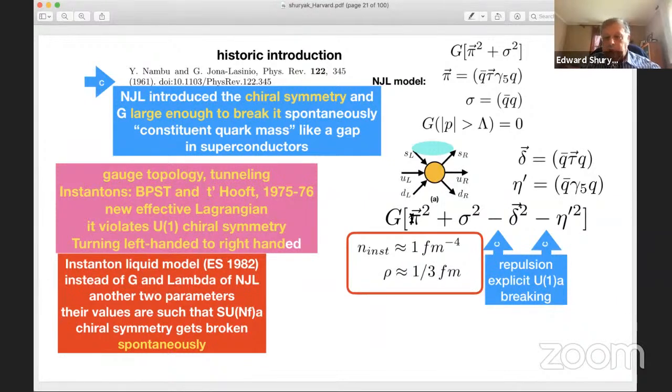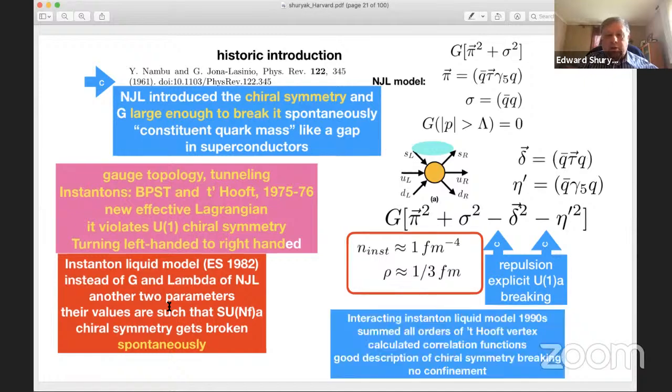Well, this guy is practically massless. So here is a repulsion, here is attraction. Repulsion makes this particle heavy, attraction breaks the vacuum and makes it superconducting with the condensate. Now in the 80s, I came up with the instanton liquid model, which says that these instantons exist in certain density and have certain size, and then their interactions create a condensate and correlation functions of the vacuum, et cetera, et cetera.